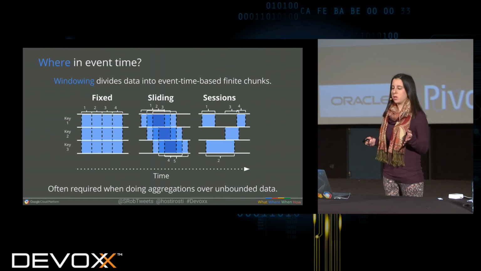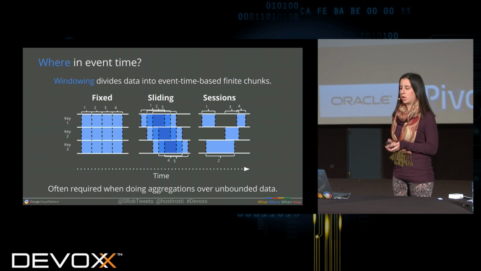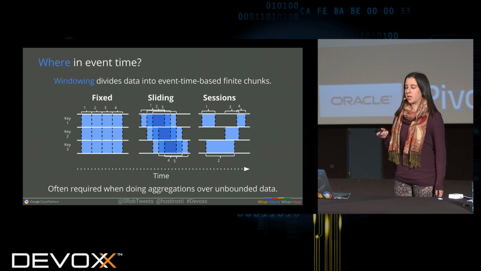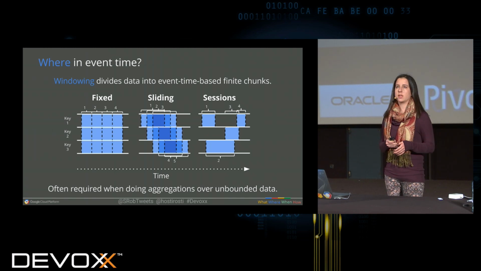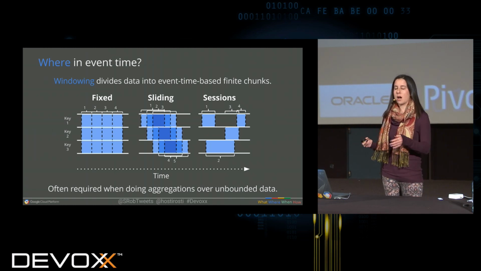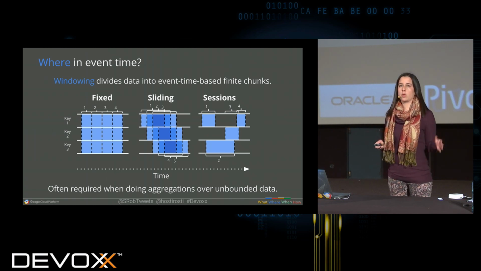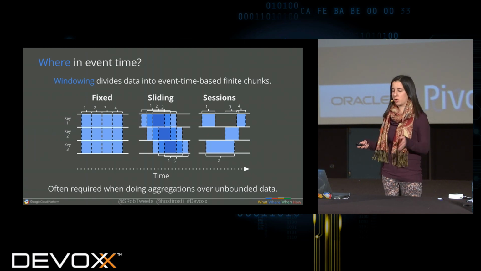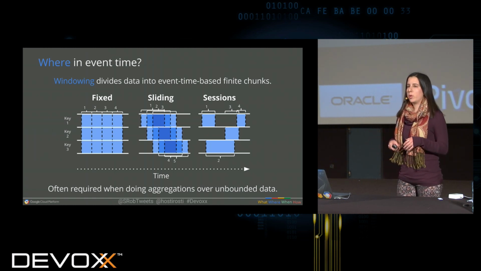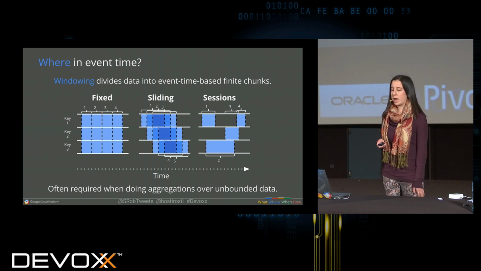So we're going to use windowing to divide our data into event time finite chunks. And there are a couple of ways that we can window our data. The first is fixed windows, which is the most simple. That just says, give me the total results every 2 minutes, every hour, every day. Or we could use sliding windows. So we could say every hour, give me the results from the last 24 hours. So it's sliding as time goes on. And then finally, we could use session windowing, so we could window by bursts of user activity.